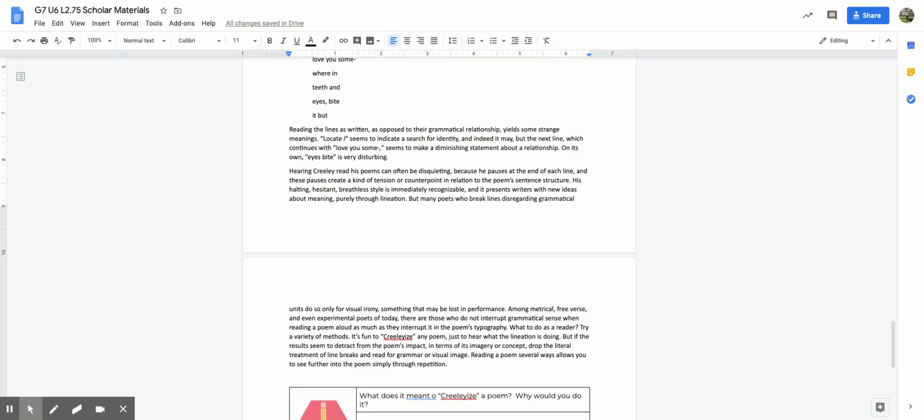It's fun to Creeleyize any poem just to hear what the lineation is doing. But if the results seem to detract from the poem's impact, in terms of its imagery or concept, drop the literal treatment of line breaks and read for grammar or visual image. Reading a poem several ways allows you to see further into the poem simply through repetition.